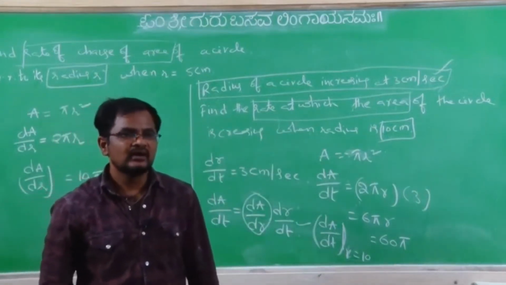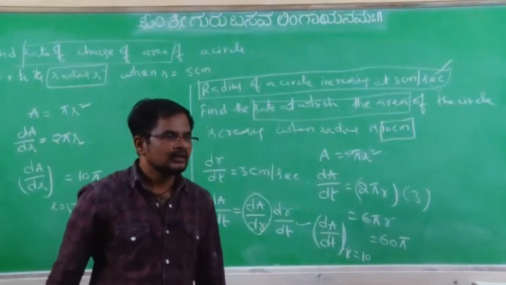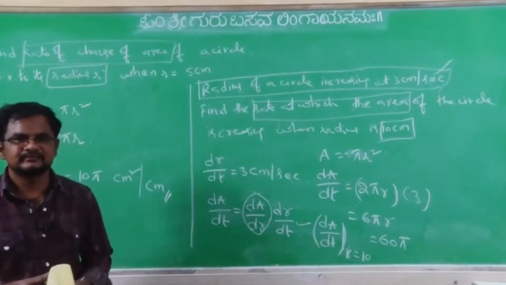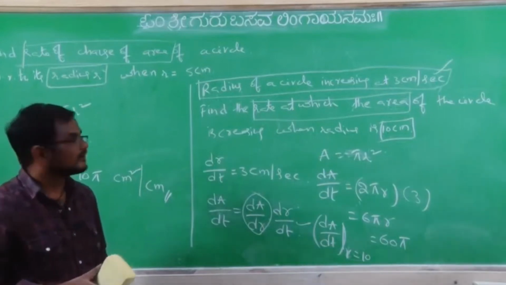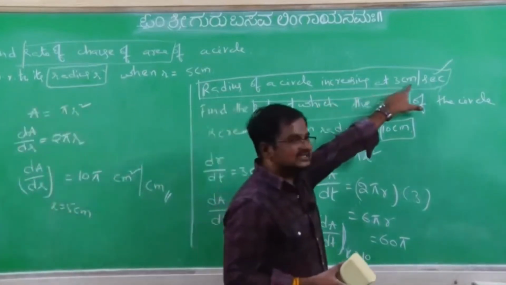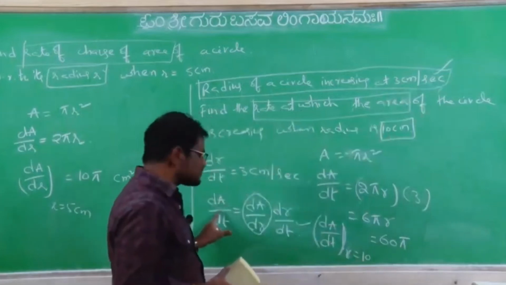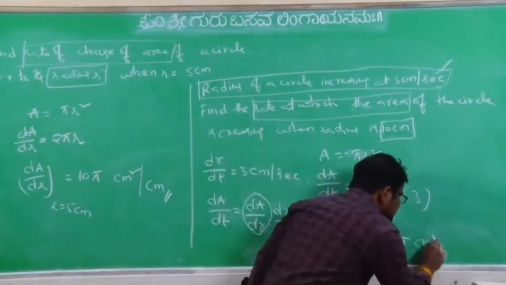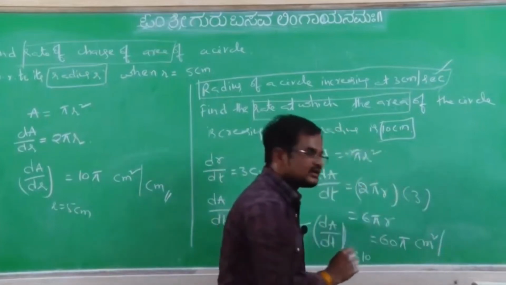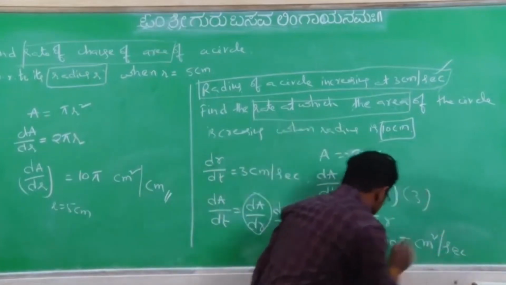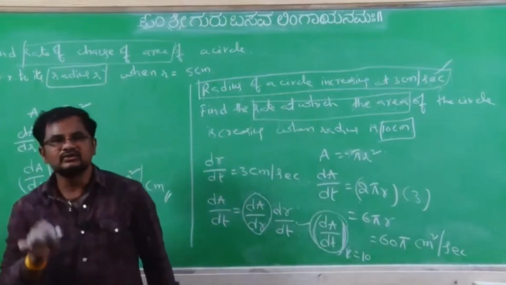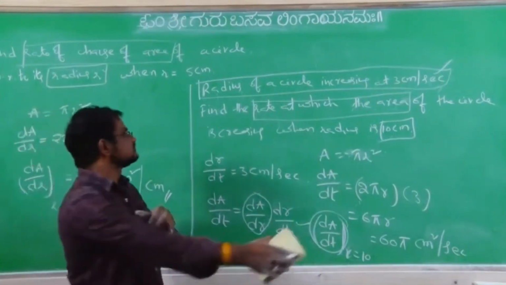60 pi. Okay? Now 60 pi, what are the units? Here what they given? Centimeter. This is area, so centimeter square per second, because here what you are finding is area with respect to time.